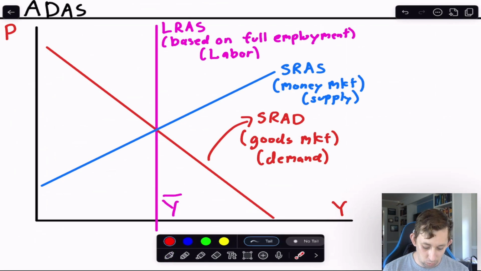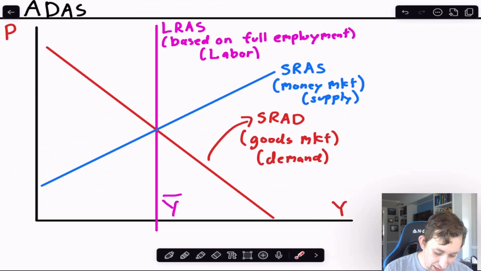The reason it represents Y bar is that if everyone is employed, if we have full employment, this is how much stuff we can make. For example, in the United States, the natural rate of employment is about 98%. We assume basically 2% unemployment for people looking for jobs. And so if 98% of people are employed, then this is the amount of stuff we can make, and that's what the economy is going to tend to.